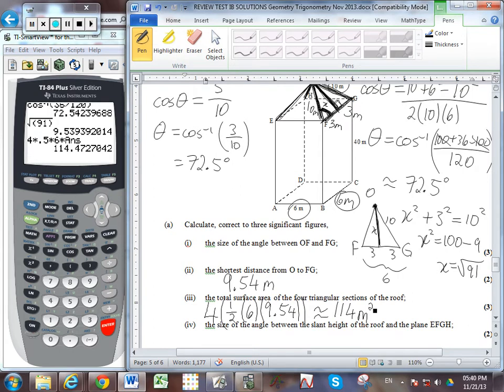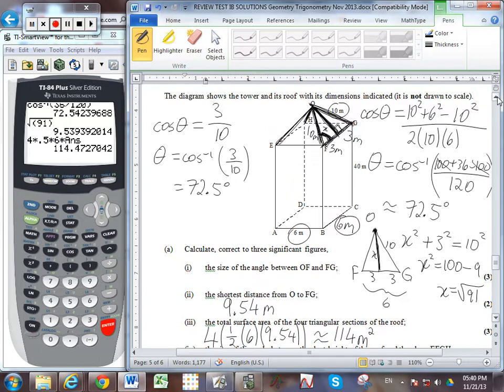Part 4, the size of the angle between the slant height of the roof and the plane EFGH. Alright, let's get rid of some of this other stuff in the diagram. Wipe it clean so we can start again. I'm looking for the angle between this triangular face and the square face. The way to do this is to draw a slant height on the triangular face, the sloping one. So you always draw the shortest distance that you can that goes up to the very top. And then you'll create the shadow line.